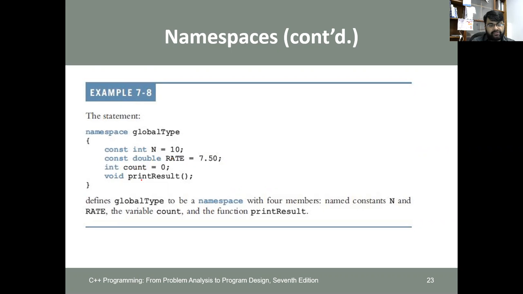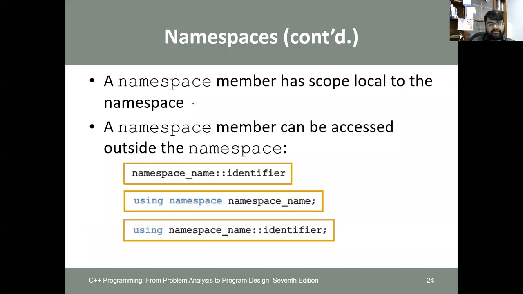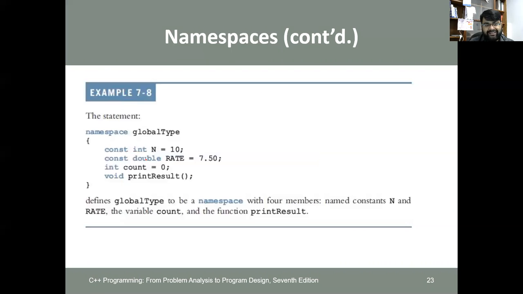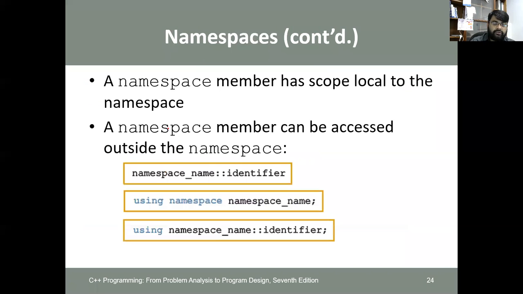And finally, you've got a function which is print result, which is a void function. So a namespace member has scope local to the namespace. Each of these members is only accessible within this particular global type. A namespace member can be accessed outside the namespace by using the namespace name and the scope resolution operator followed by the name of the identifier.